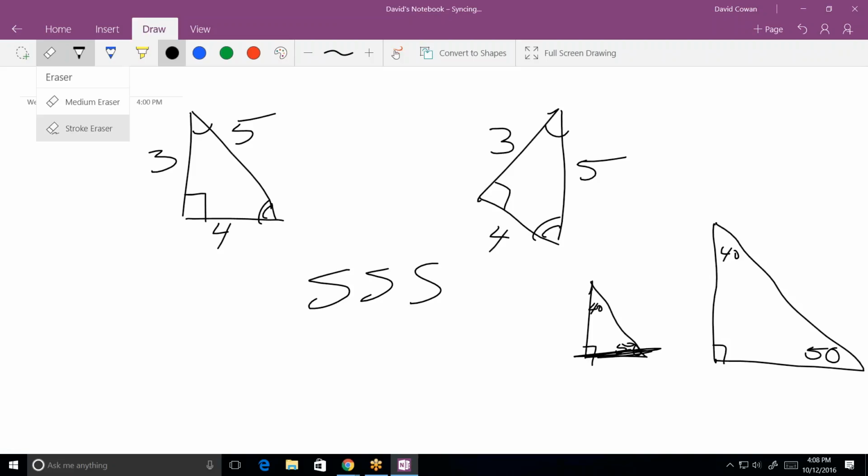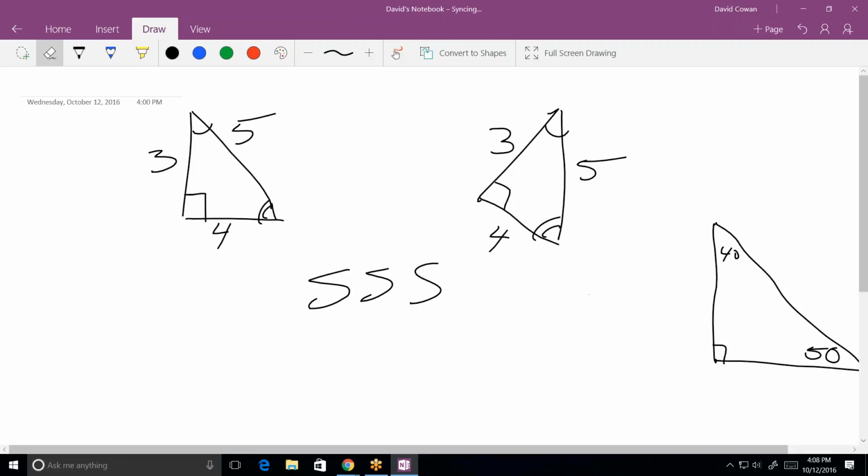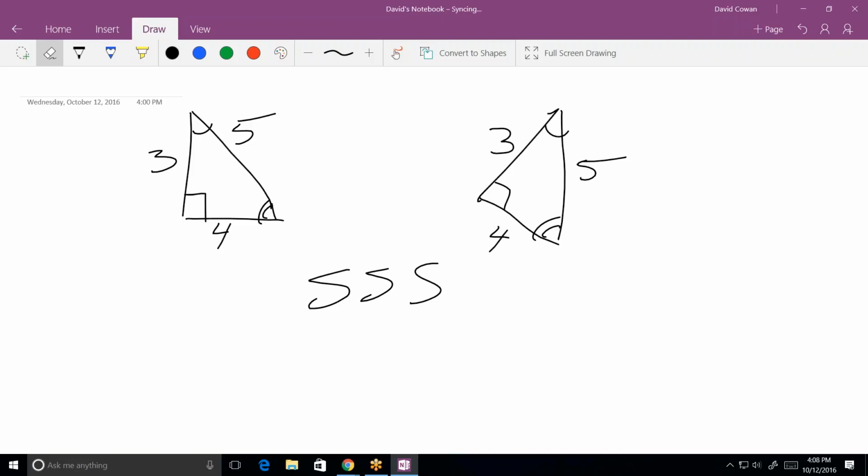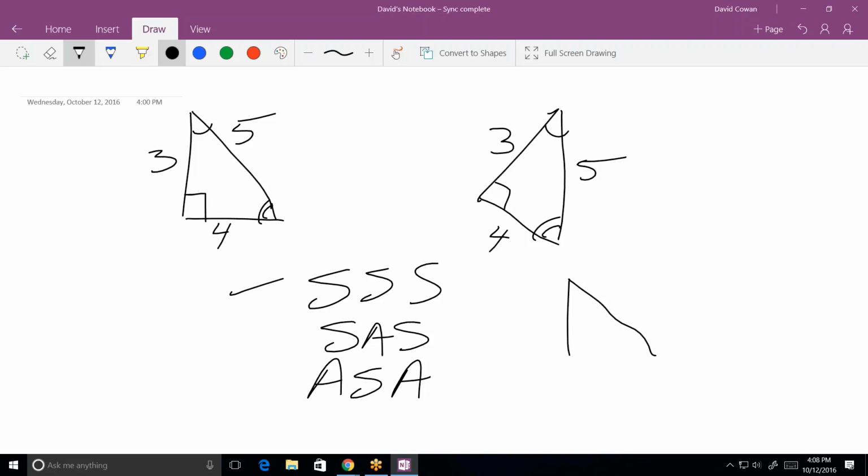And there's really not that many things that prove congruency. There's another one called side angle side, and another one called angle side angle, and that's really it, those three. Well, we've talked about the first one. If I have all three sides the same, then that's congruent. Well, let's talk about the second one, side angle side.